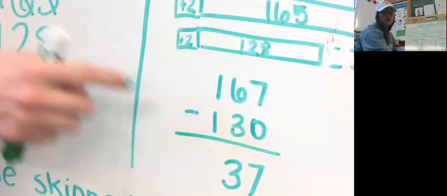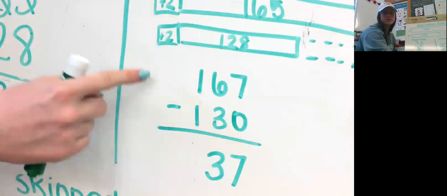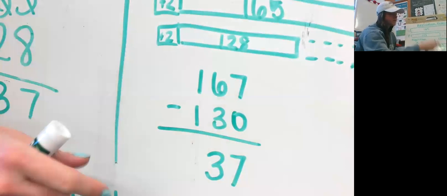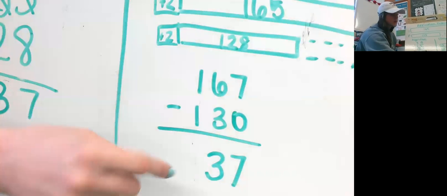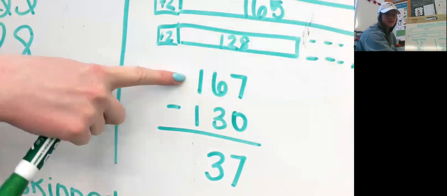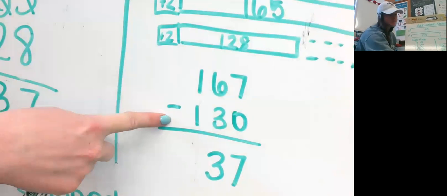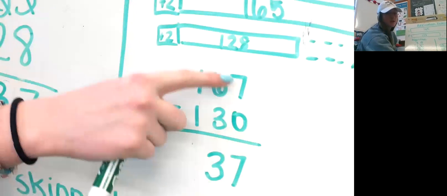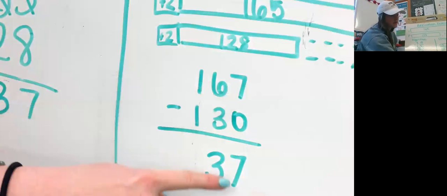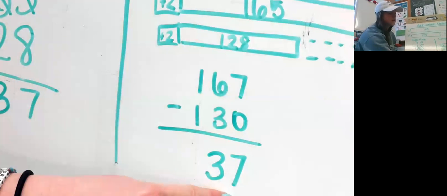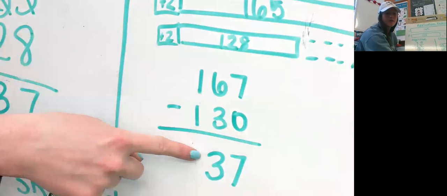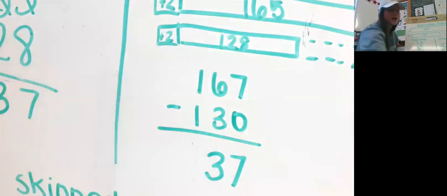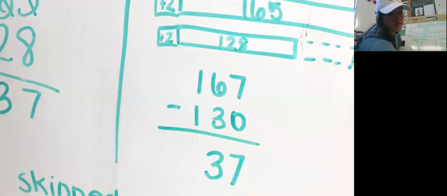I don't need to borrow anything because I have enough in my ones place to subtract. So when I added my 2 to each number, I got these two new numbers. So now I have 167 minus 130. I'm looking in my ones place first, right? 7 minus 0 gives me 7. That's easy, you don't have to borrow. 6 minus 3 gives me 3. We still know 1 minus 1 is nothing. So both times I got the answer of 37.